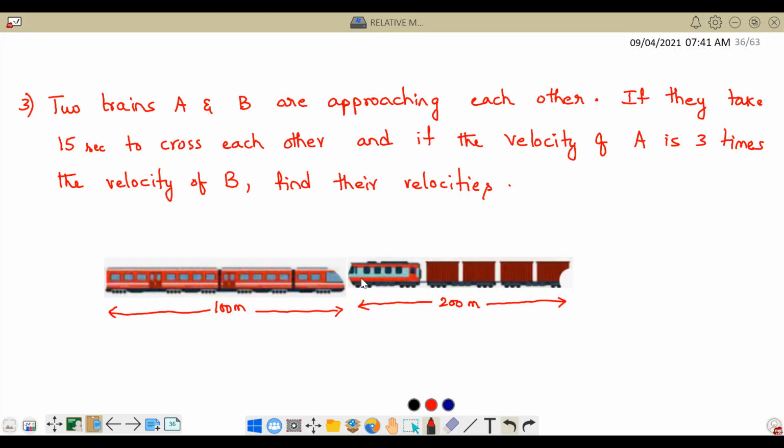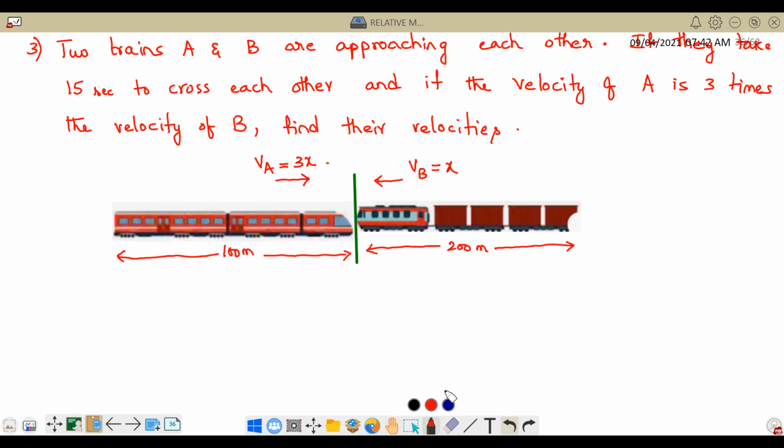Correct? Since we don't know the velocity, this is the given starting point. Now these two trains are approaching each other, which means their velocities are like this. Let us say this is VA, this is VB. We don't know this one. If the velocity of A is 3 times the velocity of B, let us assume the velocity of B is x, then VA will be 3x. Now you can solve. First we will write down from the ground frame.